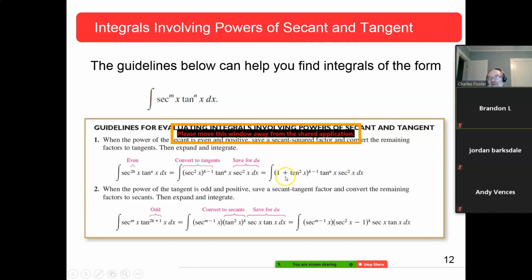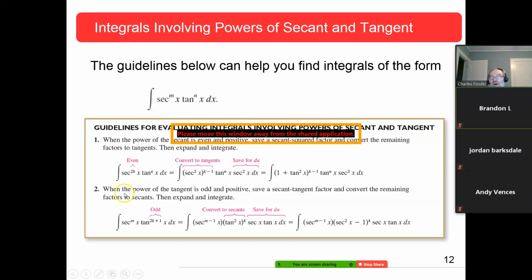Why do we do this? Because derivative of tangent is secant squared. This is in terms of tangent. That's in terms of tangent, so you just multiply through, raise this to the power, whatever your k minus 1 is. Once you get it raised to the power, multiply through by tangent n, and then you have functions of tangents here, and there's the derivative of tangent there.